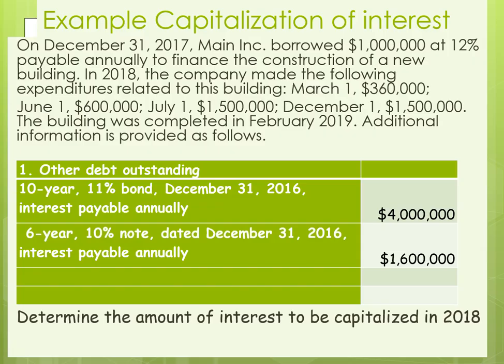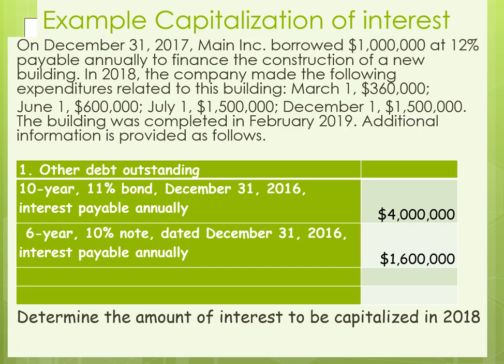So on December 31st, we borrowed $1 million for a construction project, and we made the following expenditures. We spent $360,000, which means that would be outstanding for 10 months, $360,000 for 10 months, $600,000 for 7 months, $1.5 million for 6 months, and then December would be 1 month. So that would be what you would be looking at in terms of expenditures.